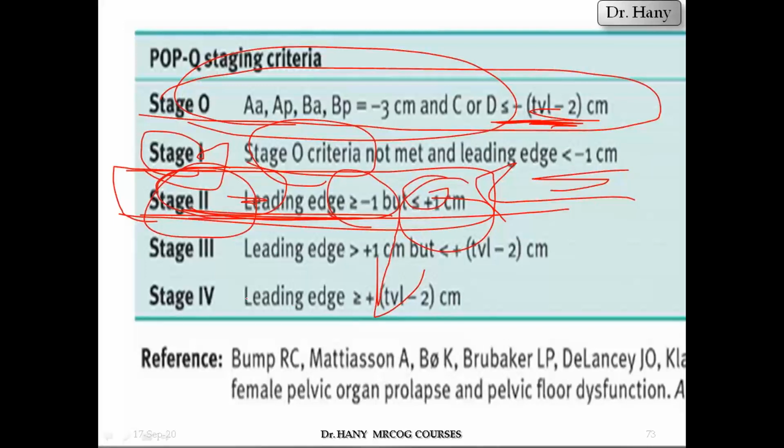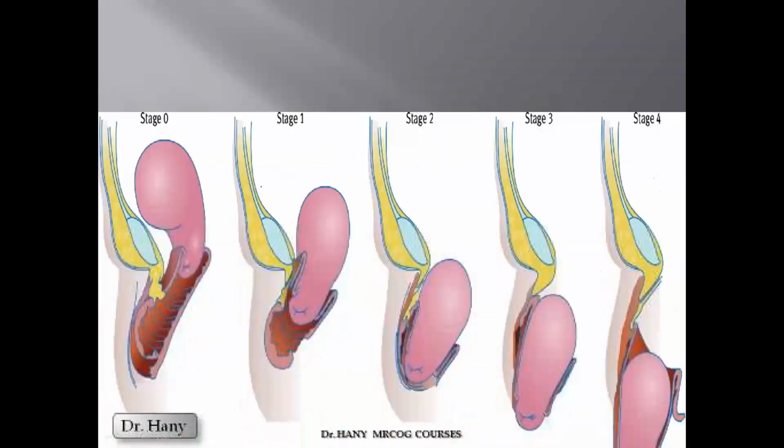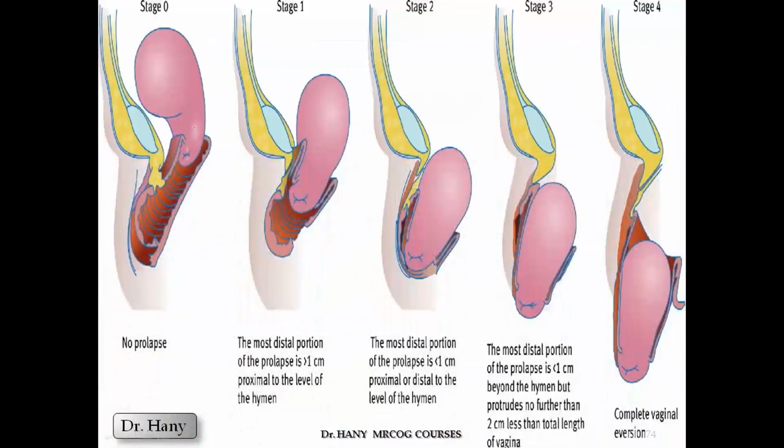Again, no prolapse, everything in place, stage 0. Higher than -1, stage 1. Between -1 and +1, stage 2. More than +1, stage 3. Complete procidentia, everything is outside, so from +6 to +8.